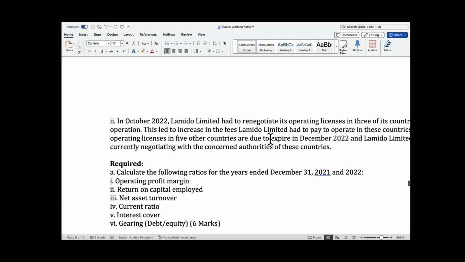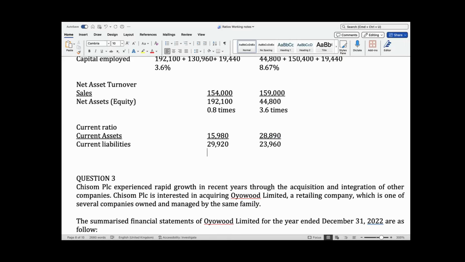So what's the ratio? I'm having 0.5. 0.5 to 1. Yes. How about the second year? 1.2 to 1.